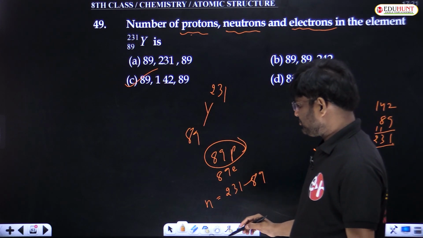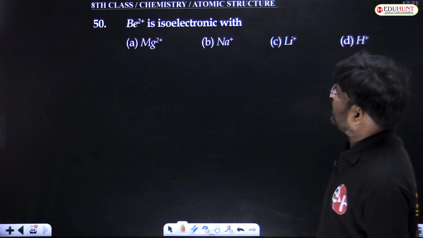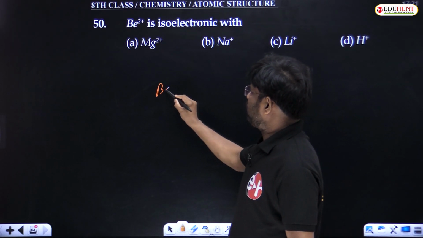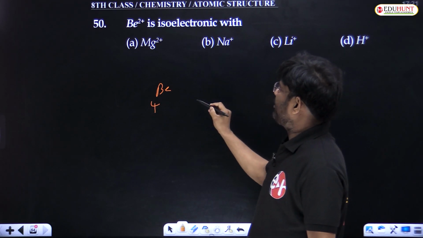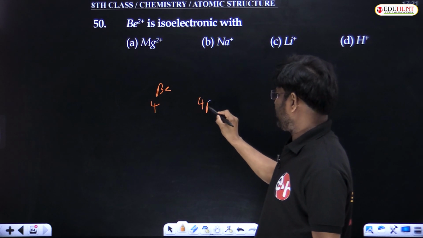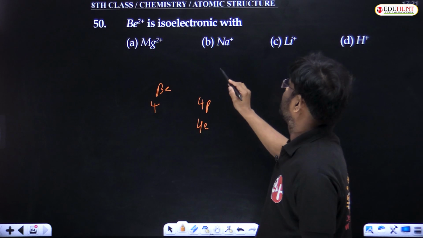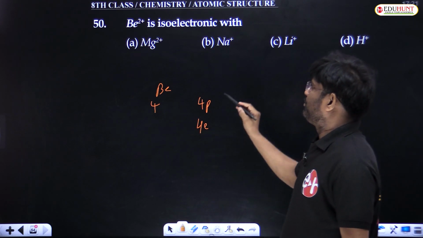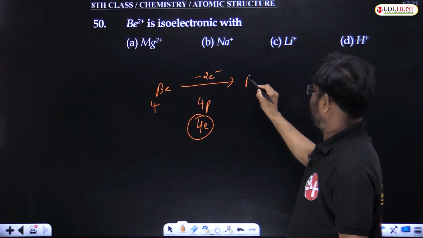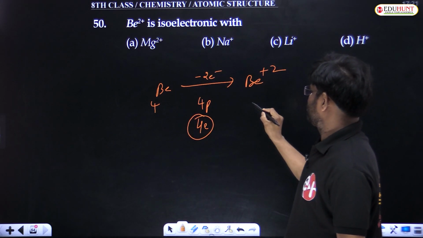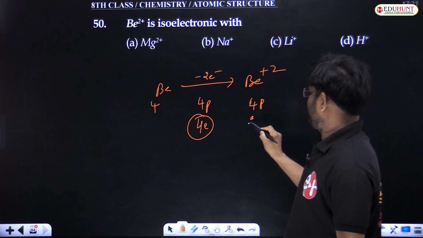Question number 50. Which is isoelectronic with beryllium? Beryllium atomic number 4. So how many protons? 4 protons, 4 electrons. Next, I want to get the electrons only. Beryllium plus 2: 2 electrons removed, Be plus 2. So here 4 protons, 2 electrons.